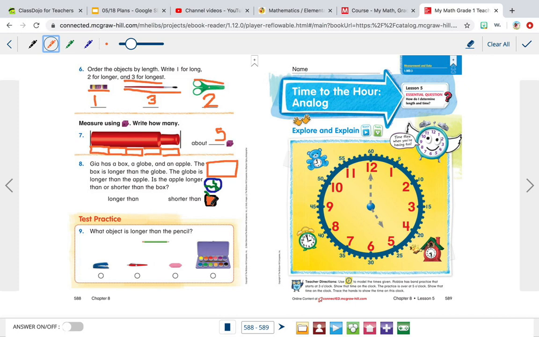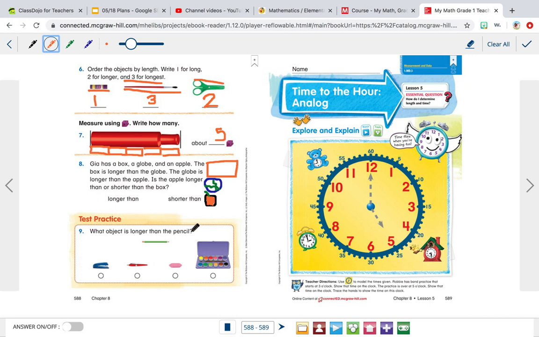So their question is, is the apple longer than the box or is the apple shorter than the box? So here's the apple and here's the box. Is the apple longer than the box or is the apple shorter than the box? So you're going to circle longer than or shorter than. You're going to answer this on your own. So you're going to circle either shorter than or longer than, okay? So you're going to do that on your own, and then here's some practice.